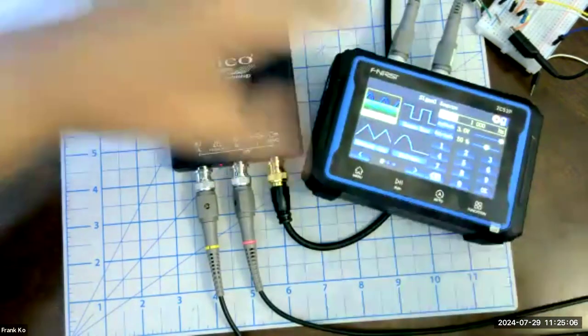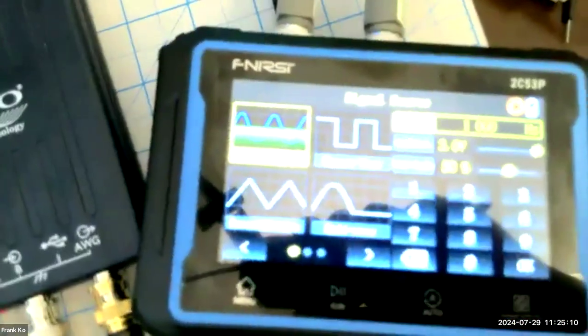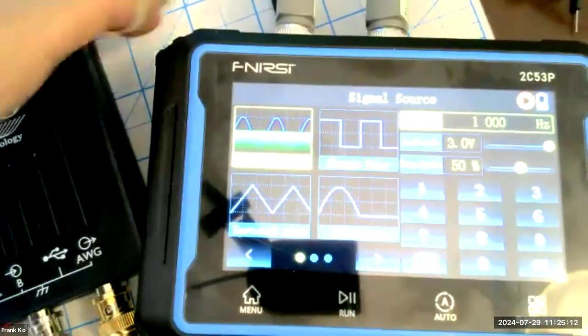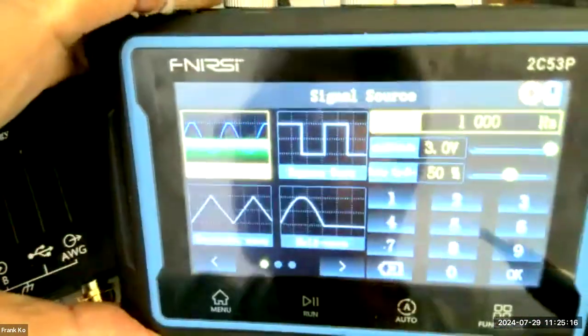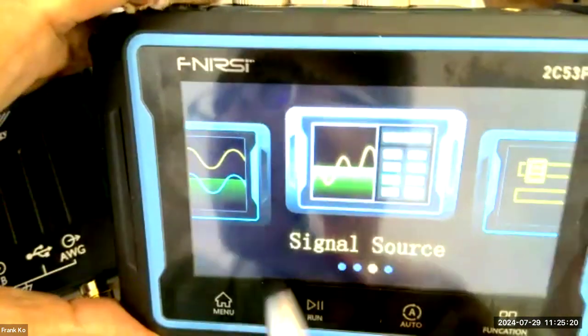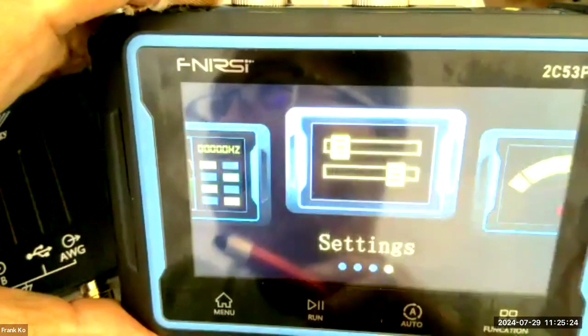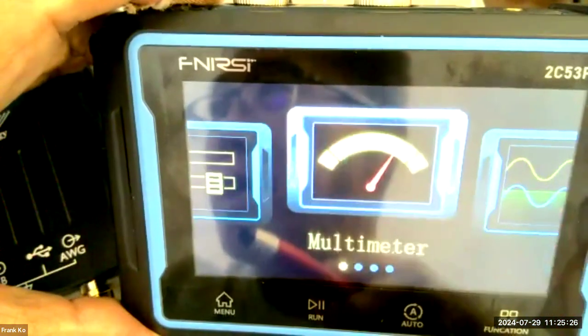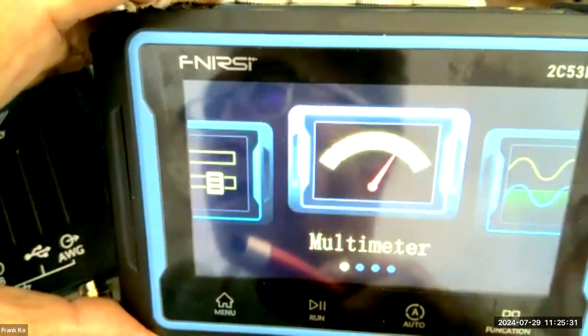Let me bring this down so you can see this a little better. Glare and all, sorry. Can't help the glare. I'll do my best. There's a menu button right here. I'm going to tap menu, and then I can slide this left, right. So I have a signal source, slide this, there's my settings, slide this, my multimeter, slide it again.